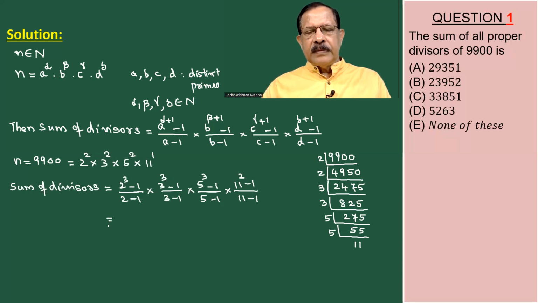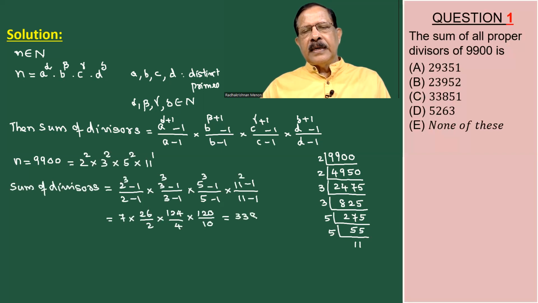You simplify this. So you will be getting 7 into 26 divided by 2 into 124 by 4 into 120 divided by 10. So when you simplify and multiply, you will be getting 33,852.